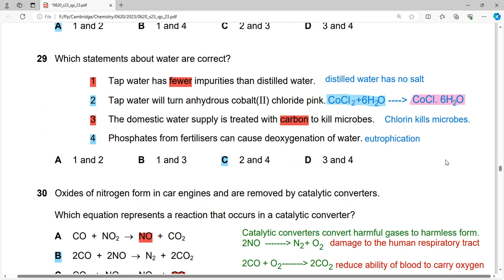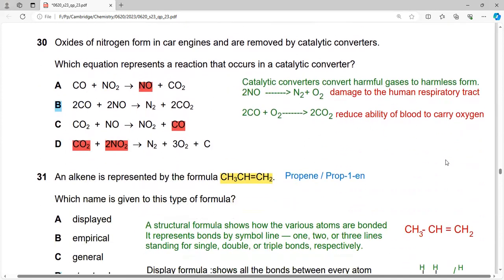When these aquatic plants die, the aerobic bacteria start growing on the dead bodies of the plants, and they absorb all the oxygen. In this way, the oxygen decreases in the water and the animals die. This whole process is called eutrophication. Now, this eutrophication is caused by high phosphate, so that's why it is possible. So statements number 2 and 4 are correct here. So C is our correct answer here.